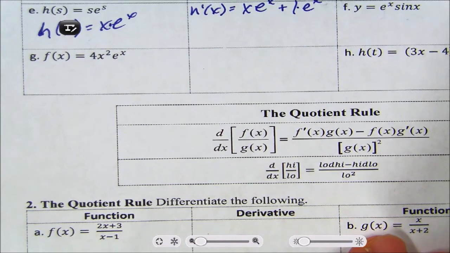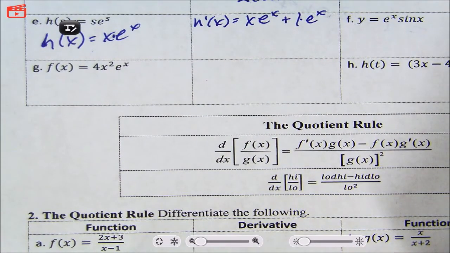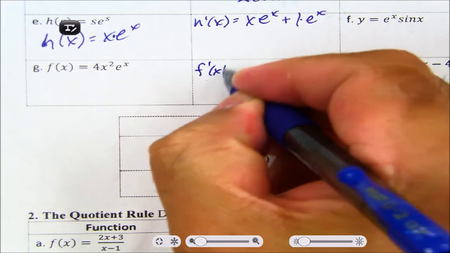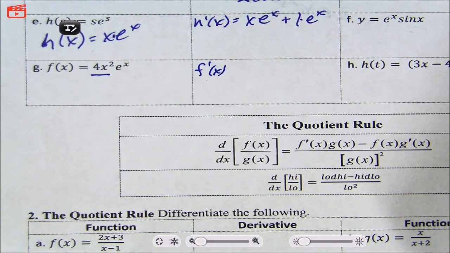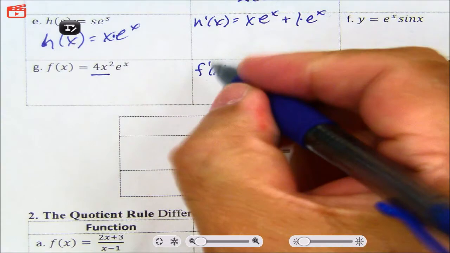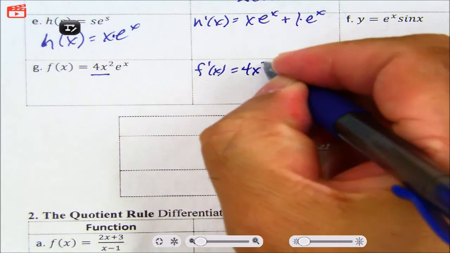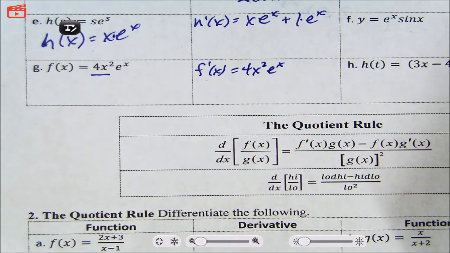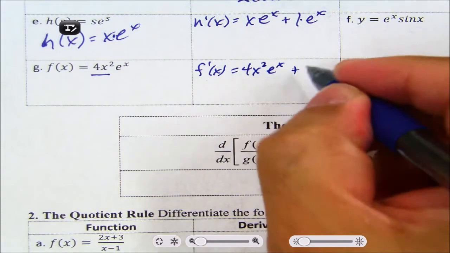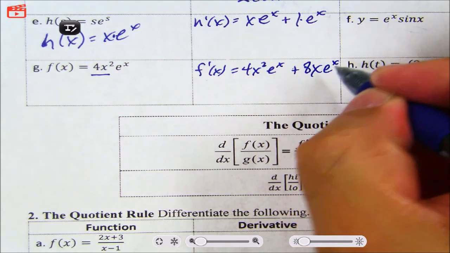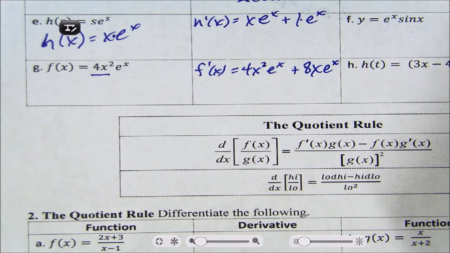Alright. Okay. G. Product rule. So I'm going to count 4x squared as one function. So it's going to be 4x squared times the derivative of e to the x. So nothing changes. Plus, now take the derivative of 4x squared, which is 8x, times the second function, which is e to the x.